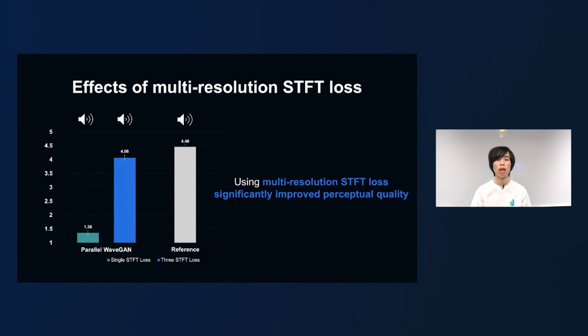This shows subjective evaluation. From the left, a method using a single STFT loss, a method using multi-resolution STFT loss, the natural speech. As you can see, when the auxiliary loss is not enough, the score is very low. But by using the multi-resolution STFT loss, it is significantly higher in naturalness. From this result, we were able to confirm the effectiveness of the auxiliary loss function in speech generation using GAN.